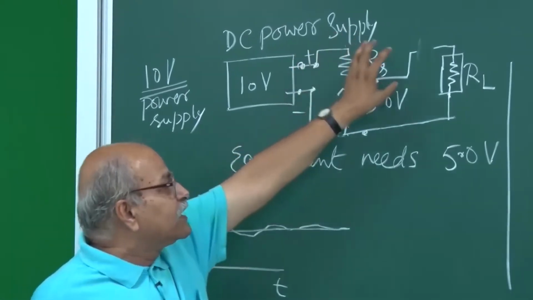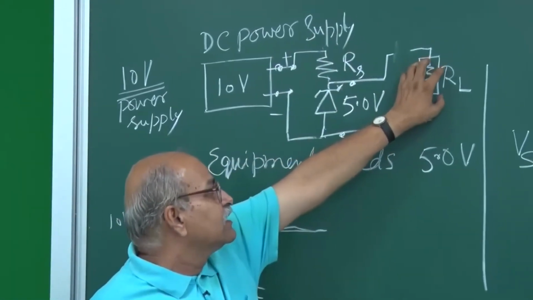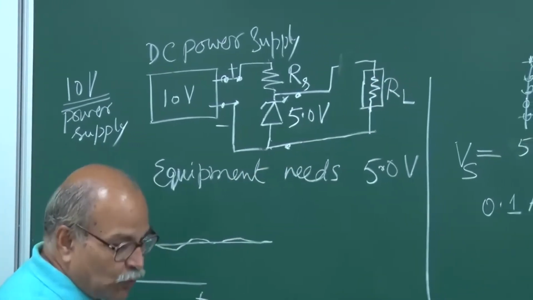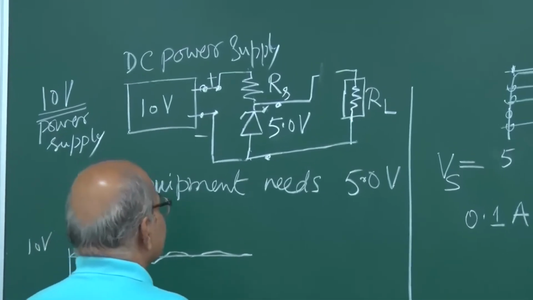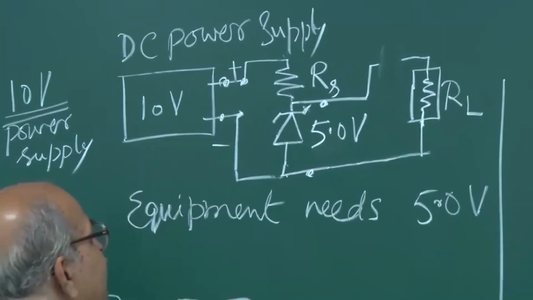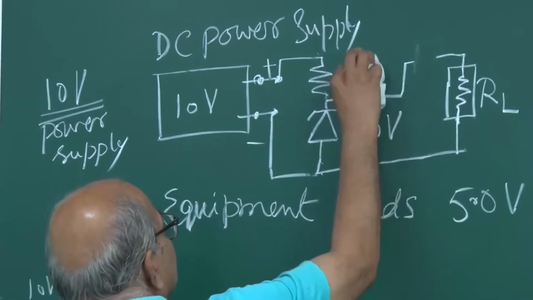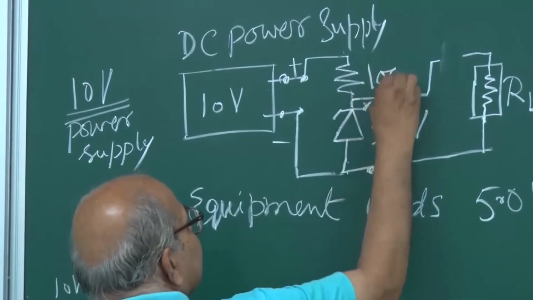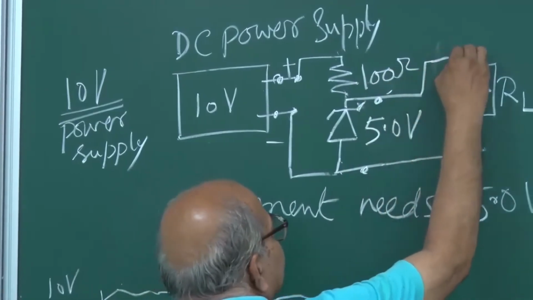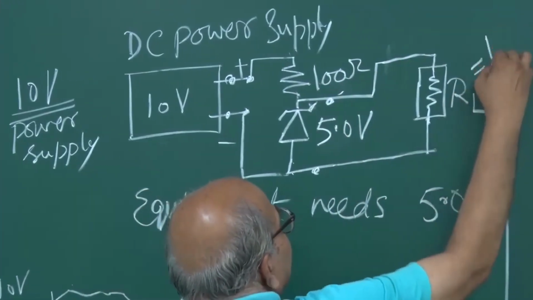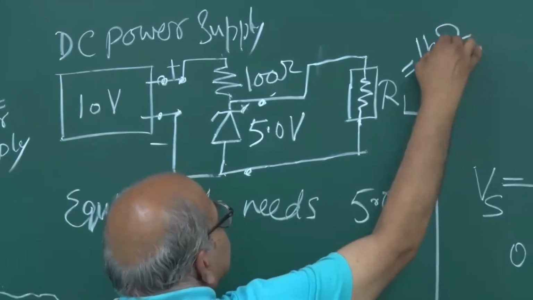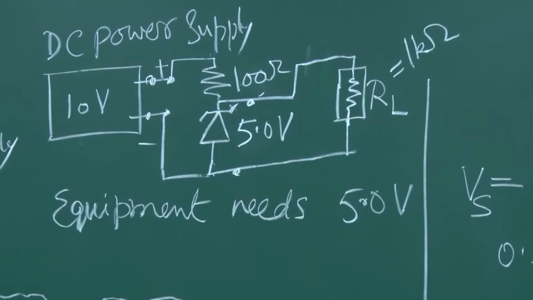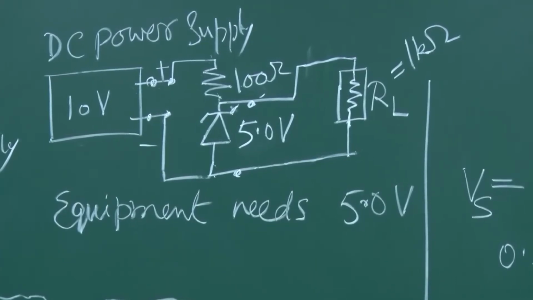So now let me come back to my circuit here, my equipment, my appliance here, and let's choose some RS. Definitely I won't like to choose just 50 ohms, so let me take it 100 ohm, and I connect this, and suppose this RL is 1 kilo ohm. Right? Now see what happens.